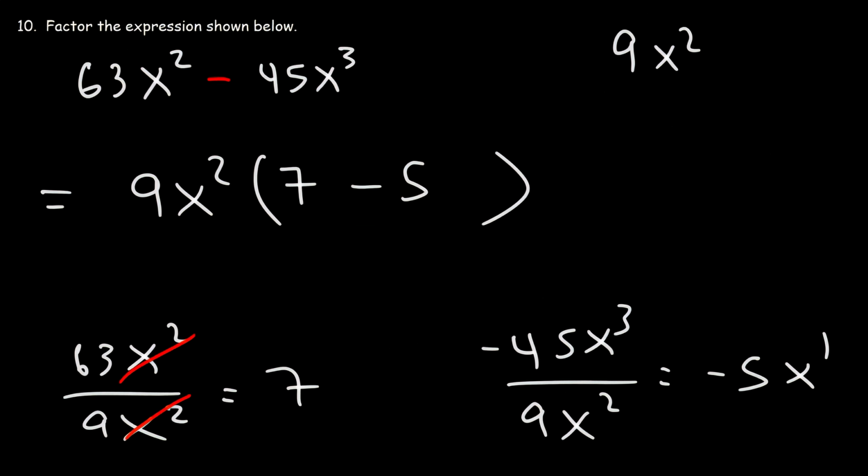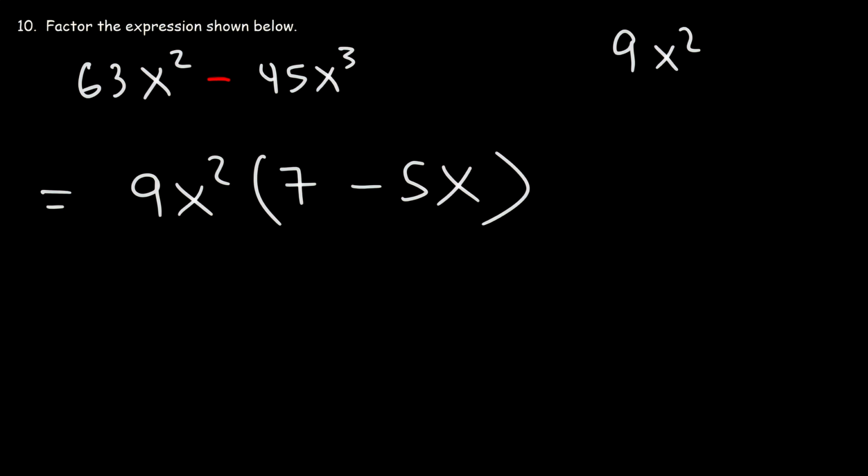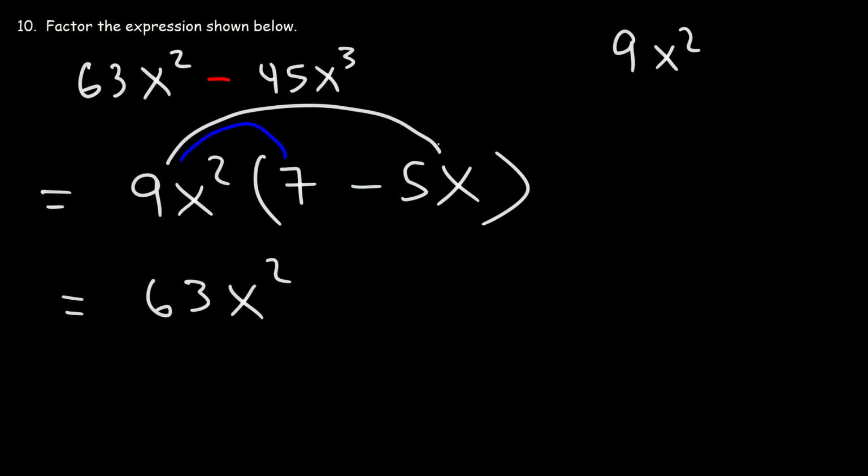Now, if you're not sure, you can always check your answer. To check your work, distribute 9x squared to 7 minus 5x. So if we multiply 9x squared by 7, that will give us 63x squared. And if we multiply 9x squared by negative 5x, we can see that 9 times negative 5 is negative 45. x squared times x is x cubed. So distributing is basically the opposite of factoring in this particular case.